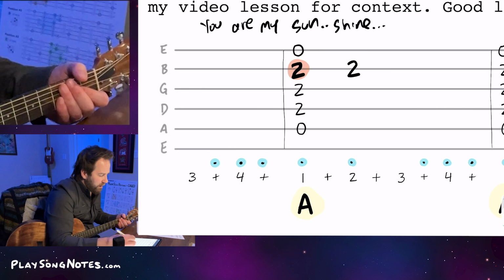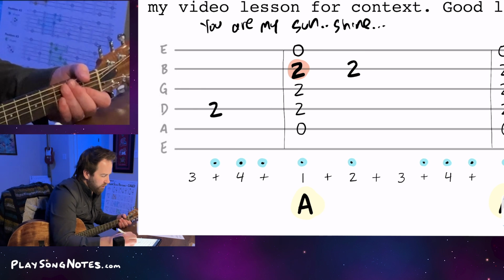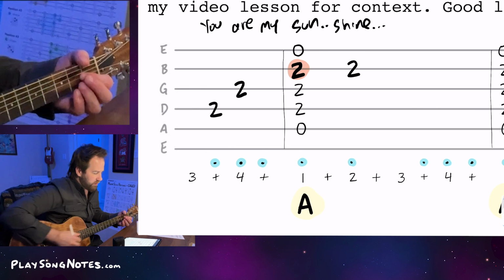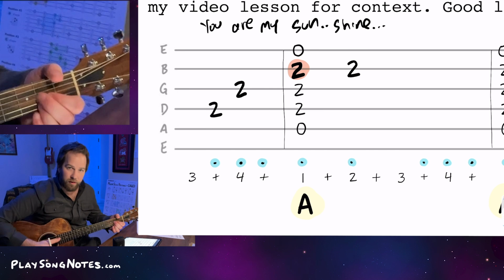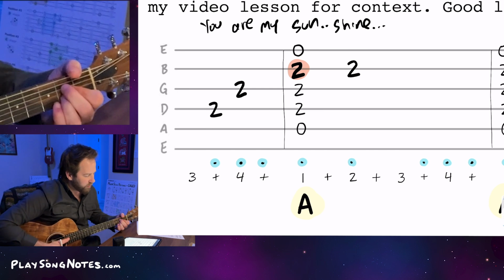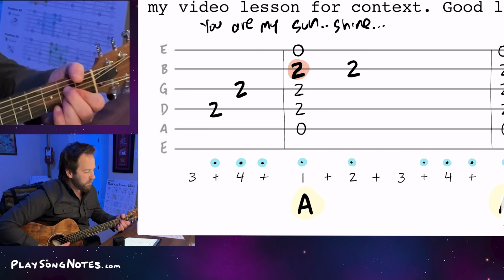So I'm going to erase that thing right there. I'm going to move this 2. I'm going to draw a 2. I'm going to draw another 2. Let's test it. It's like math. You solve for the variable and you put it back in the problem, see if it works. You are. That sounds like a match.